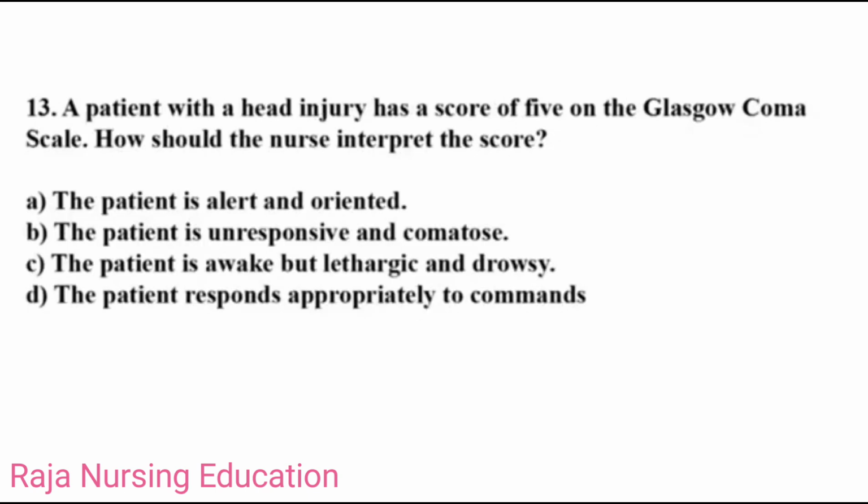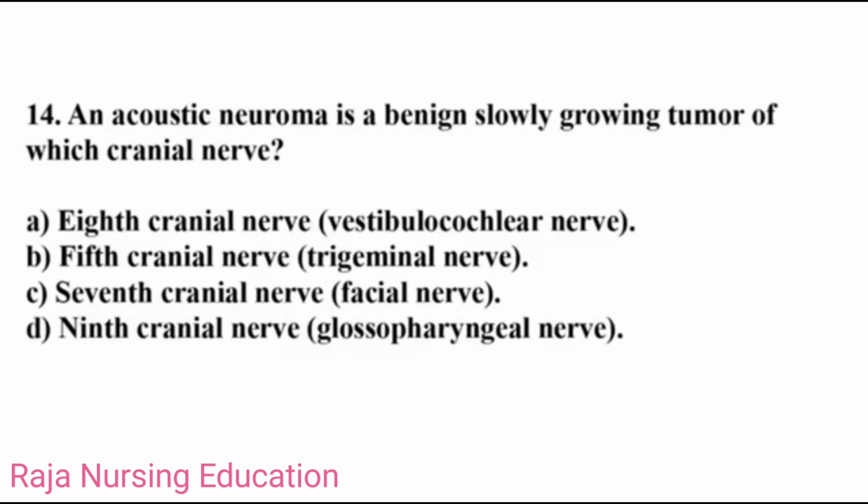A patient with a head injury has a score of 5 on the Glasgow Coma Scale. How should the nurse interpret the score? A. The patient is alert and oriented. B. The patient is unresponsive and comatose. C. The patient is awake but lethargic and drowsy. D. The patient responds appropriately to commands. The answer is B. The patient is unresponsive and comatose.